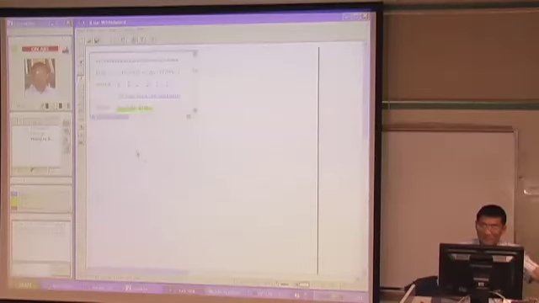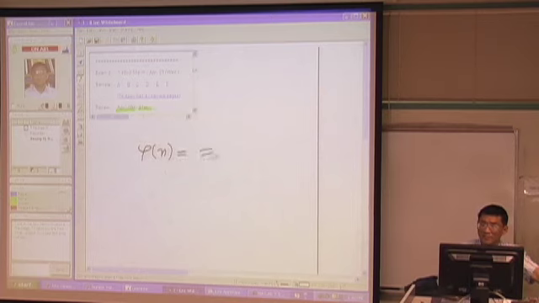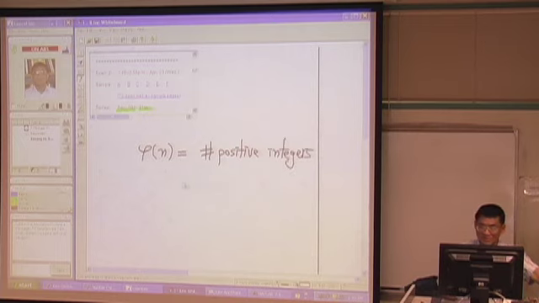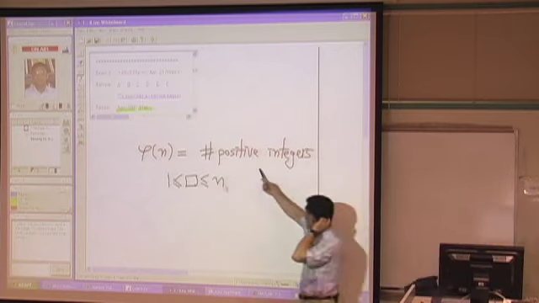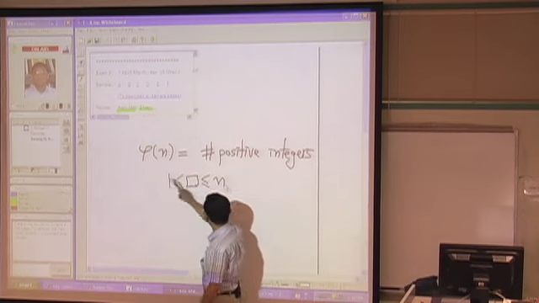Mentioned about some special function called Euler phi function. Euler phi function is counting the number of positive integers satisfying two conditions. The number inside this set should be between 1 and n, right? The number should be already positive, so I don't even need this side, but let's be specific.